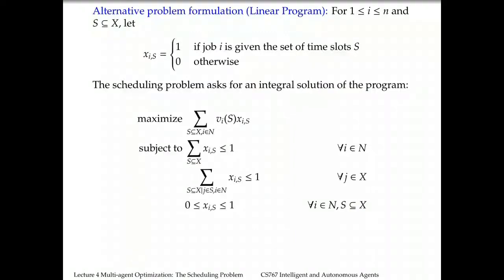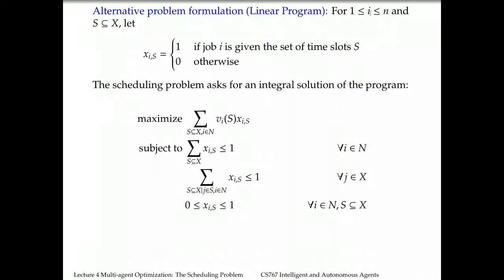And what do we want? We want to find a solution which maximizes the total reward, right? Just like in the assignment problem, we can alternatively formulate the problem using linear programming. In this case, we can create a variable x_iS.